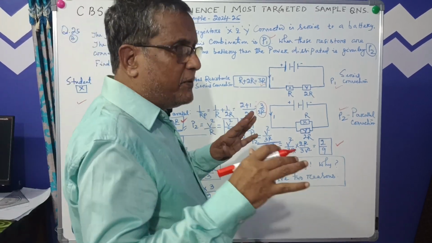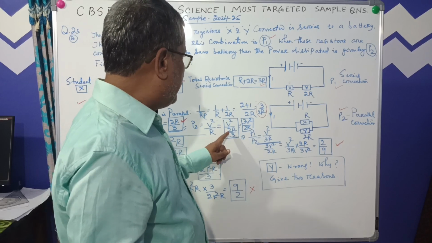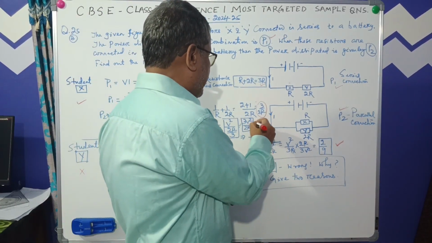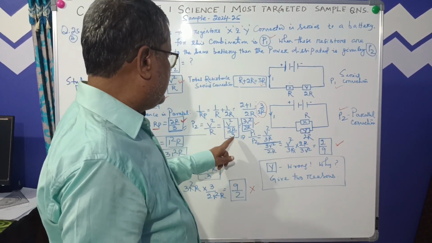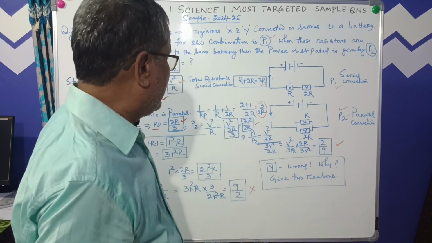Now putting the value of R in the formula V square by R, we get V square by 2R by 3. The result is 3V square by 2R, because the denominator becomes the numerator. So it is 3V square by 2R.